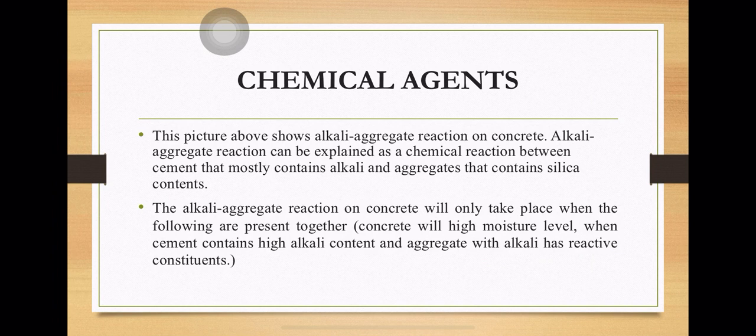Alkali aggregate reaction can be explained as a chemical reaction between cement that mostly contains alkali and aggregates that contain silica content. The alkali aggregate reaction on concrete will only take place when the following are present together: concrete with a high moisture level, cement with high alkali content, and aggregate with reactive constituents.